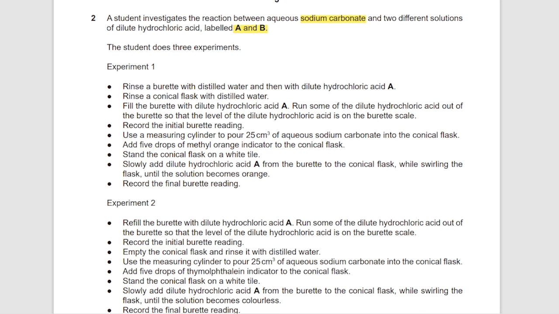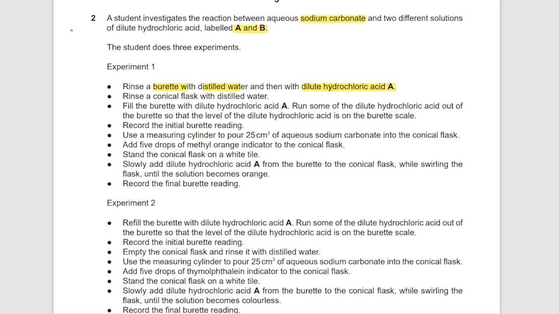Experiment 1: rinse a burette with distilled water and then with the dilute hydrochloric acid. Okay, burette always rinsing. If we are talking about the rinsing of the burette, first we have to wash it with distilled water, then we have to wash it along with that liquid which we are going to use in the burette. It can be an acid, it can be an alkali. So rinse a conical flask with distilled water, fill the burette with the dilute hydrochloric acid A, run some of the dilute hydrochloric acid out of the burette so that the level of the dilute hydrochloric acid is on the burette scale. Remember one thing, it's a very key point.